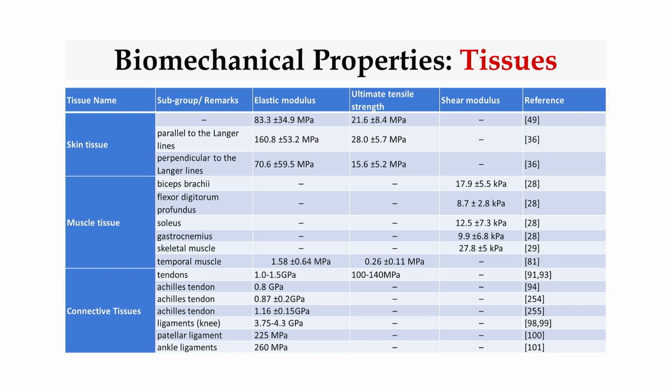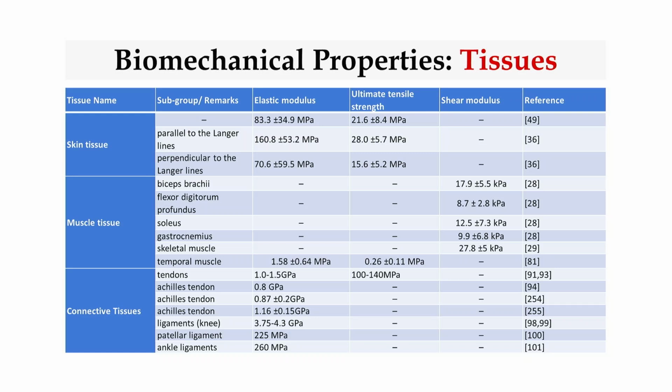These are some set of references which we have looked at. I'll point you to the key review paper or the key book from which we have taken that, and you can look at that. So parallel to the Langer line, you're looking at 160.8 plus minus 53.2. That's the error bar, the standard deviation, megapascal. That means the skin tissue modulus of elasticity can vary from 160.8 plus 53.2 down to 160.8 minus 53.2, right?